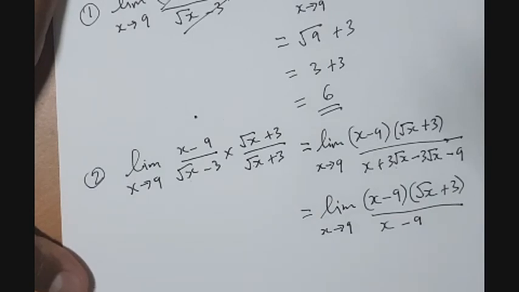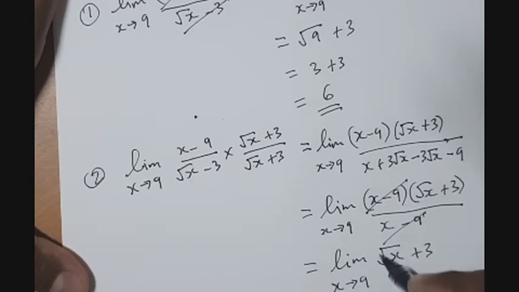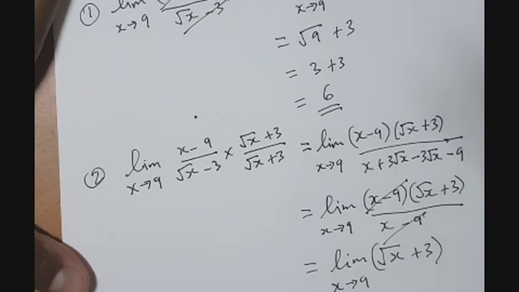From here it's clear to see that we can cancel out. x − 9 will cancel out with x − 9. So our problem becomes the limit of √x + 3 as x approaches 9. Again, like our first method, now we can just directly substitute in place of x. Let's put 9. So this becomes √9 + 3. The square root of 9 is 3, so plus 3 gives you 6. There you go.